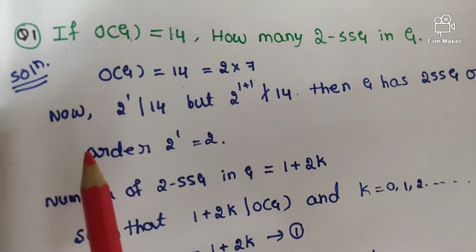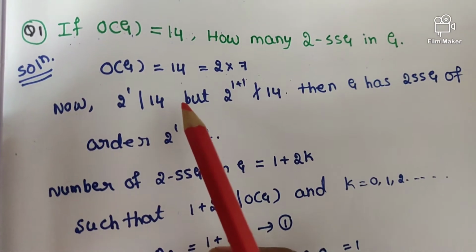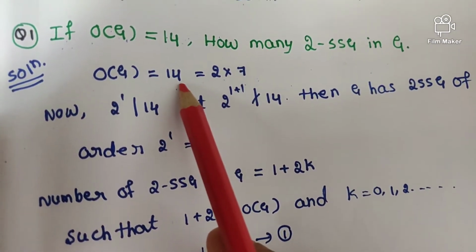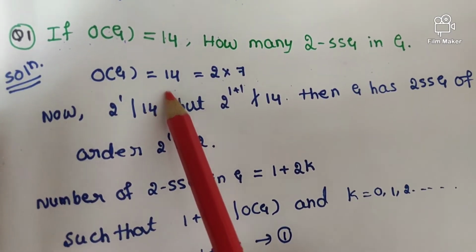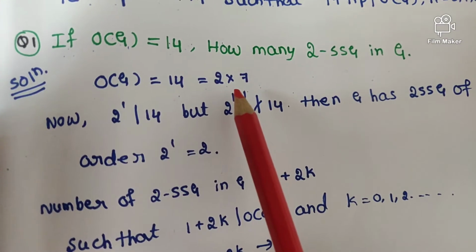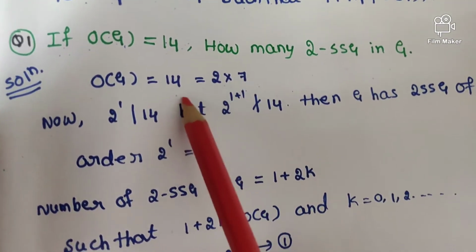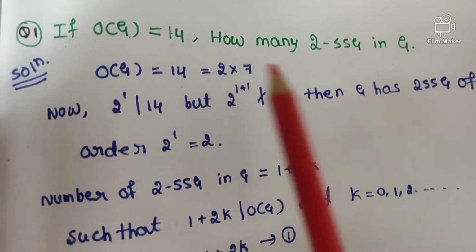Let us see what the first step is. First, write the order of G, that is 14. In the next step we have to convert that 14 into a product of primes. 14 can be written as 2 times 7.